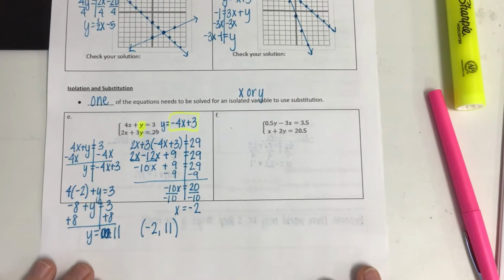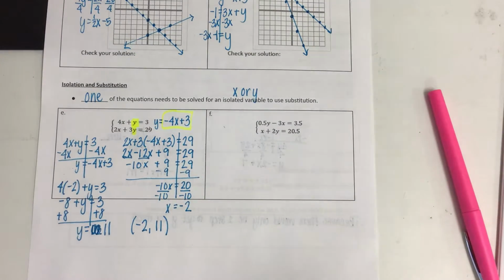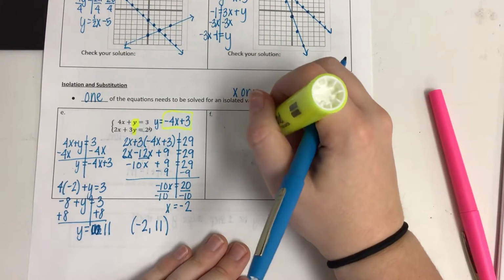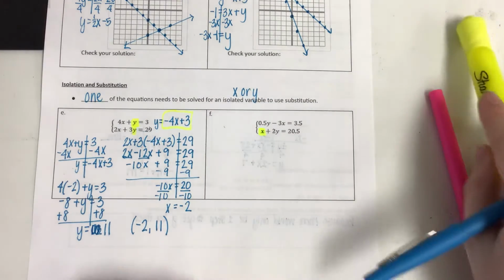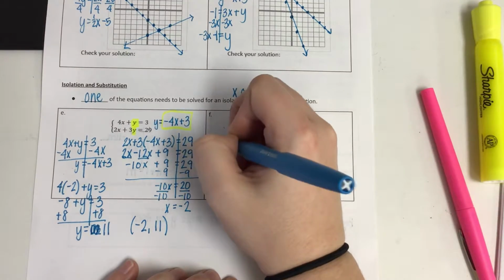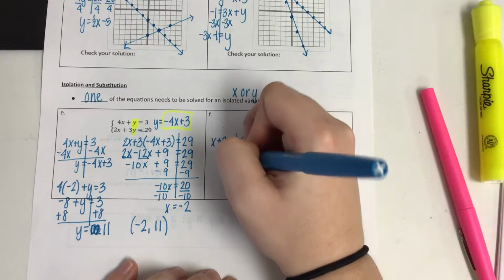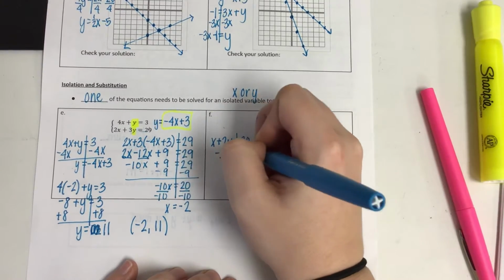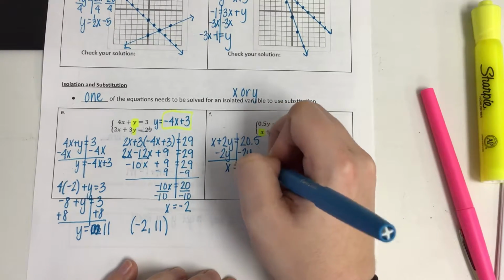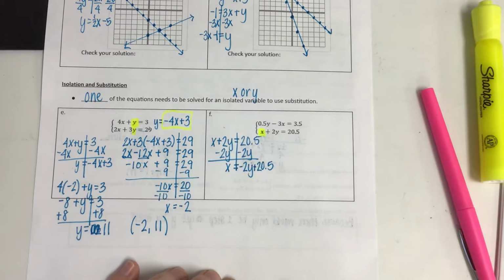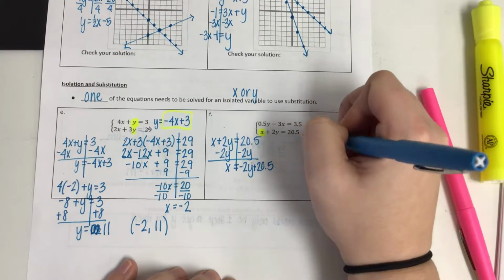Then letter F, again, we want to do the same thing. We want to isolate a variable, but this time, the variable that's going to be easiest to get by itself is this x. Now again, you can pick any variable you want. It will work. I'm just trying to save you some steps here. So we have x plus 2y equals 20.5. And to get that x by itself, I would subtract 2y on both sides to get x equals -2y plus 20.5. So that's going to replace this equation.